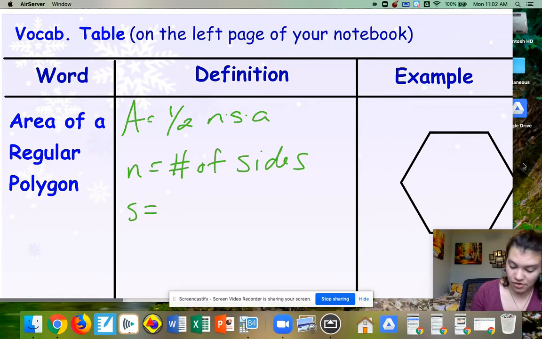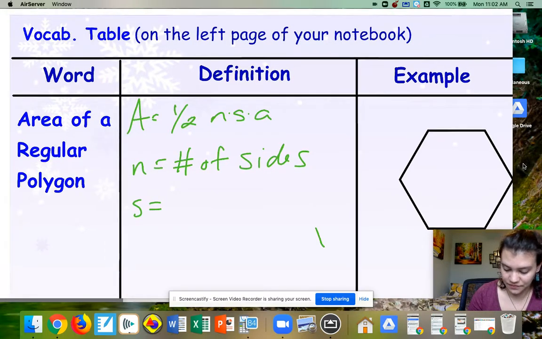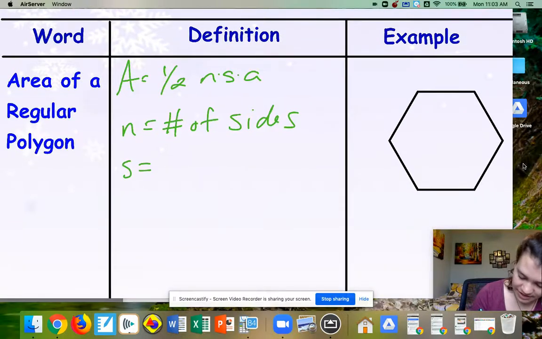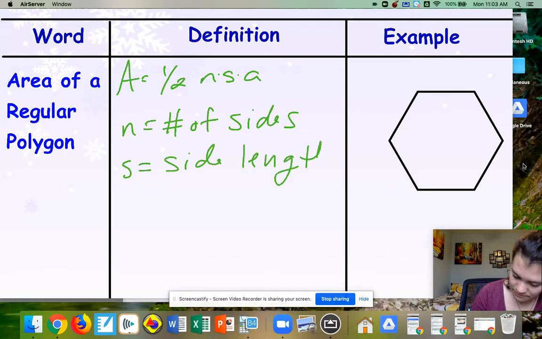And again, these are all regular polygons. They all have the same side length, so it doesn't matter which side you pick. They should all be the same. So this is your side length. And then A is going to be your apothem length.